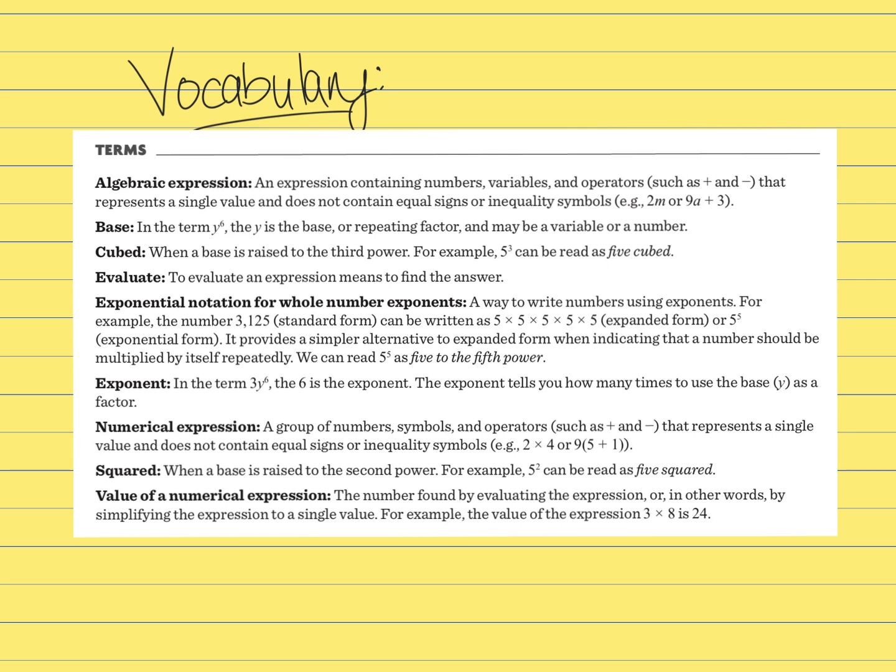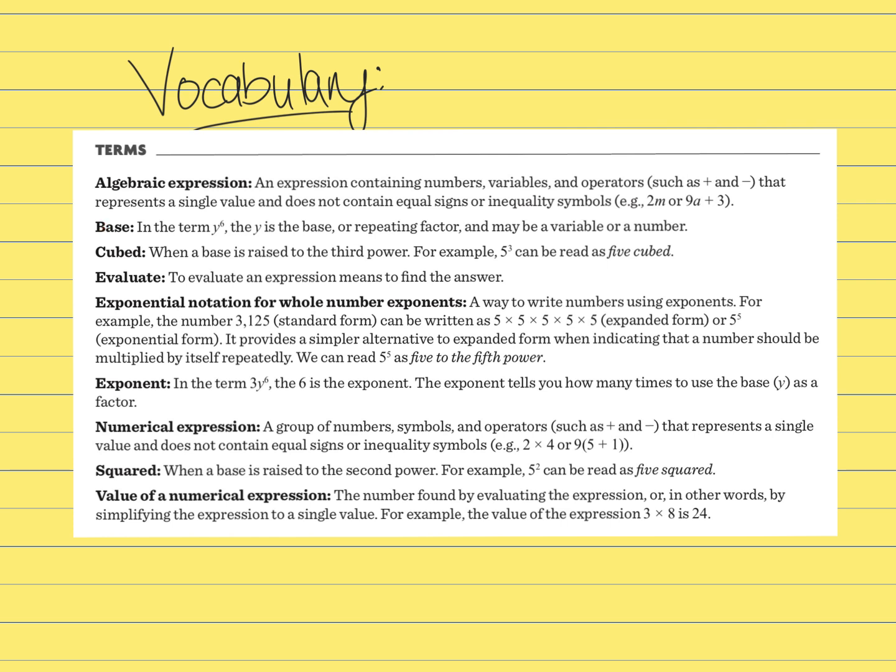All right, our terms, special vocabulary for this topic. There's a lot of them. So we have algebraic expressions. An expression, again, does not have an equal sign. It contains numbers, variables, and operators, such as plus and minus, that represents a single value and does not contain equal signs or inequality symbols. Example, 2m or 9a plus 3. Again, no equal signs, no inequality symbols.